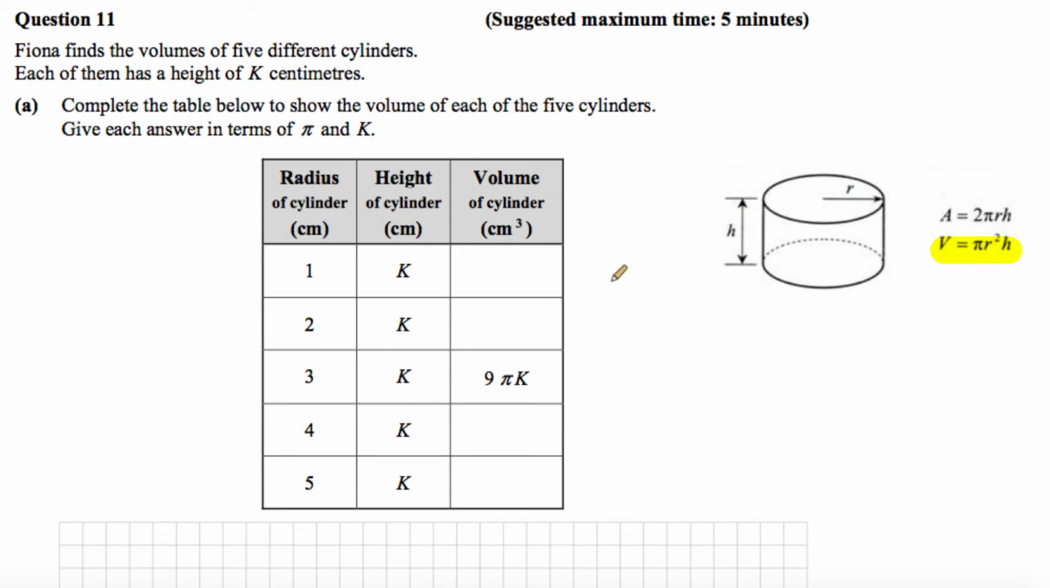So pi r squared h for the first one, the volume of the first one would be pi by 1 squared, which is the radius, by k, which is the height. So pi by 1 squared by k, well that just gives me 1 by pi by k, so 1 pi k, or pi k indeed. So then for the second one would be pi by 2 squared by k. Well, 2 squared is 4, so that just gives me 4 pi k.